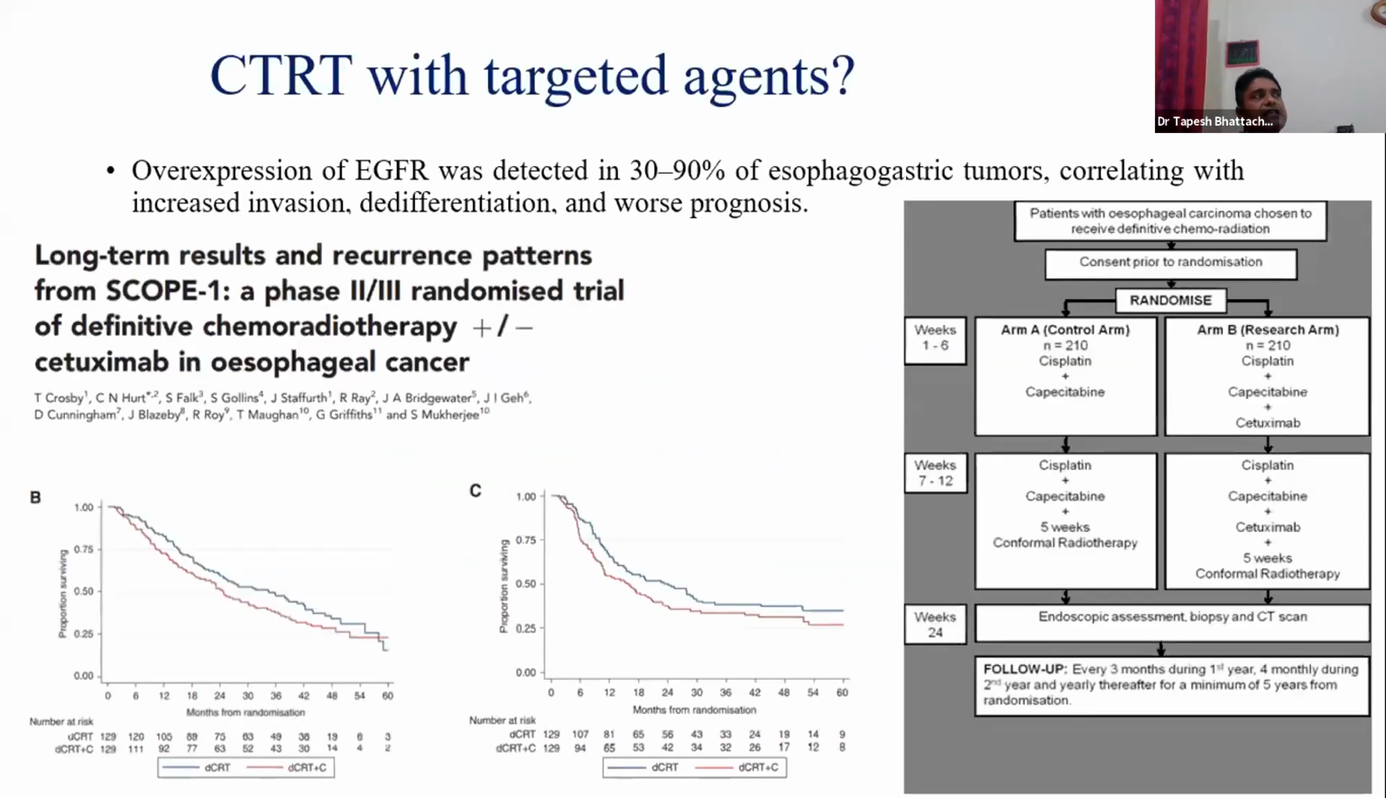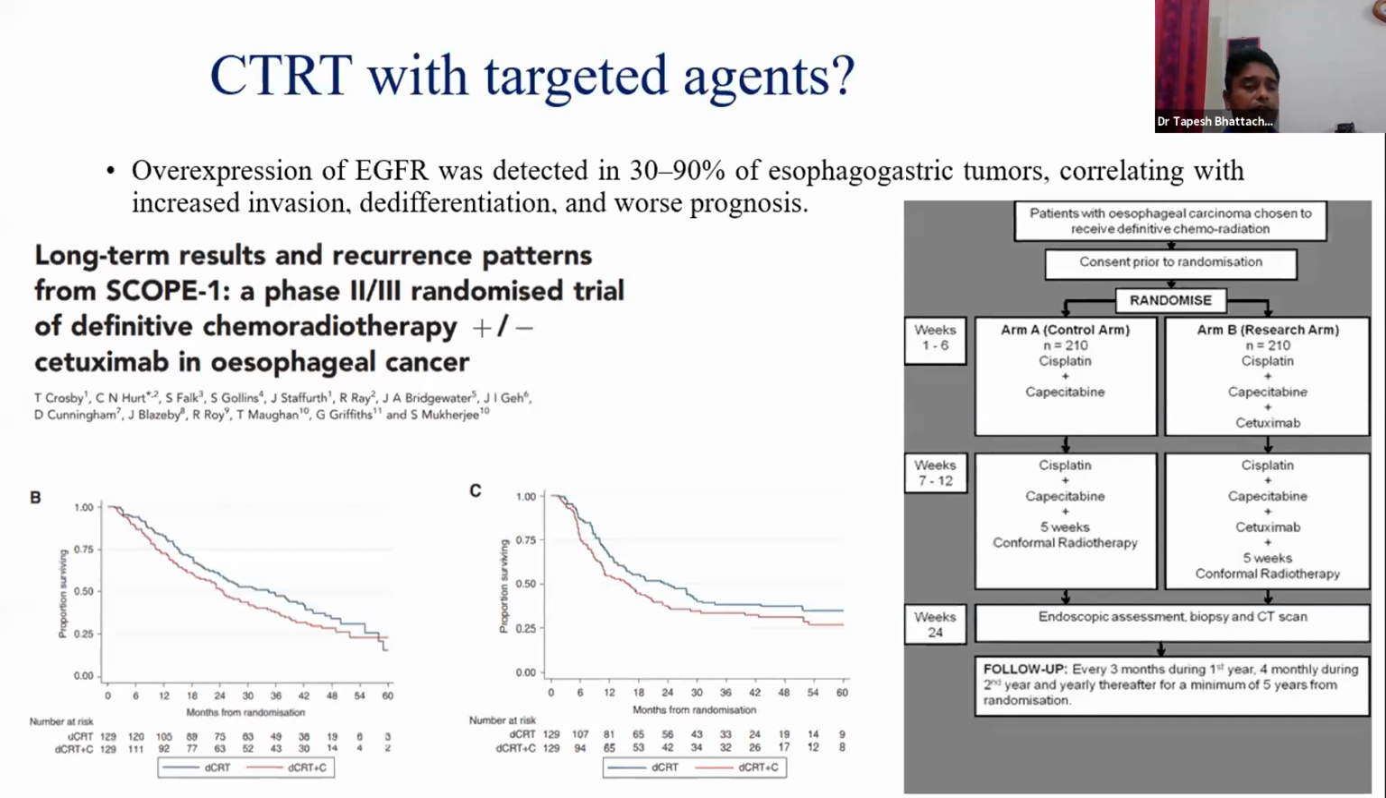So now we have seen the results of CTRT, so radiation along with chemotherapy. So what is the result of CTRT with targeted agents? We all know that overexpression of EGFR was detected in 30 to 90% of esophagogastric tumors, which correlates with increased invasion, dedifferentiation, and worse prognosis. So this was a trial from the UK, the SCOPE 1 trial.